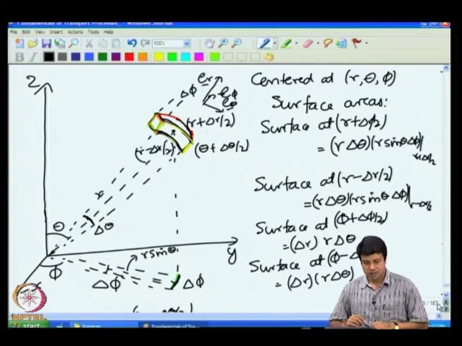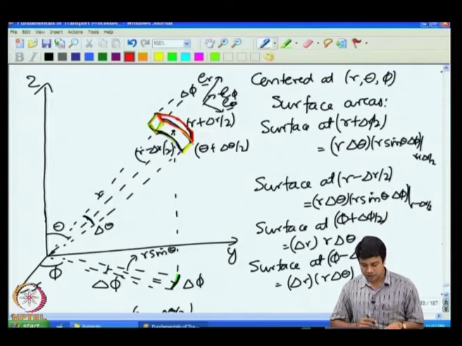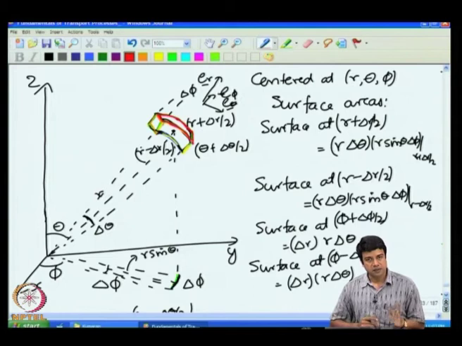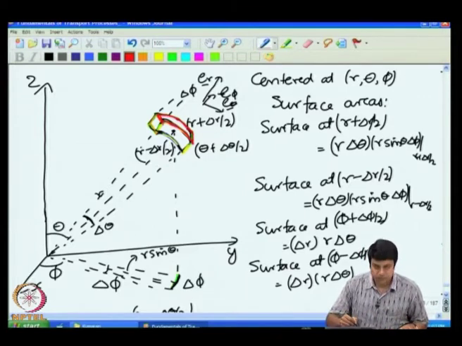So, for the surface at r and r plus delta r, which I showed you in the previous lecture, this is the surface at r plus delta r by 2. You get it by multiplying 2 lengths. One is this length, which is obtained by increasing theta by a value delta theta. So, the angle subtended is delta theta, but the length is actually equal to r times delta theta. So, the surface area at r plus delta r by 2 is equal to this length r times delta theta times this length.